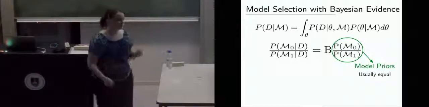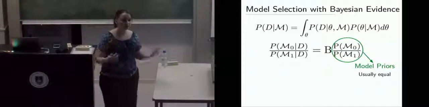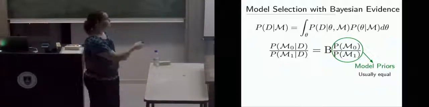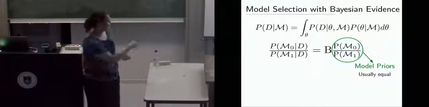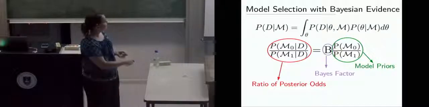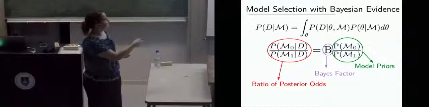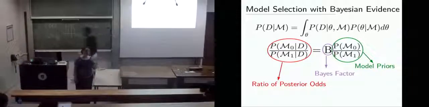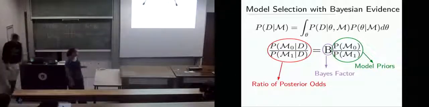You have some model priors. Usually these are equal. You have no prior reason to believe one model is more likely than another. There's usually very little reason for this ratio not to be set to 1. Which means this is really important, the Bayes factor. This is the thing driving this ratio and telling you which model you should prefer.